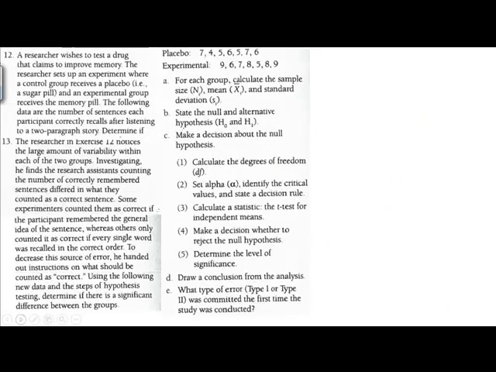All right, this is a huge one. I'm going to walk through this rather than doing all of this. And it's one of those questions where it uses a previous question. So let's think about this together. A researcher wishes to test a drug that claims to improve memory. The researcher sets up an experiment where a control group receives a placebo, like a sugar pill, and an experimental group receives the memory pill. So that's our independent variable, whether or not you've received the pill. The following data are the number of sentences each participant correctly recalls after listening to a 2-paragraph story. So you read a story, and then you have to repeat it back.